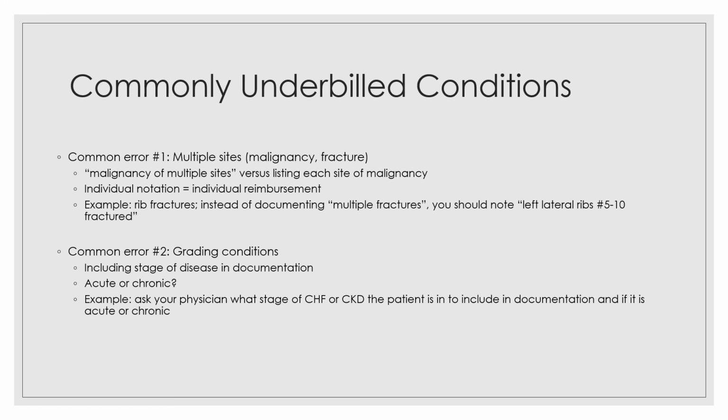Common error number 2, grading conditions, including the stage of the disease in documentation. Is it acute or is it chronic? You can ask your physician what stage of CHF or what stage of chronic kidney disease the patient is in to include in the documentation, and if it is acute or chronic. Again, it's not necessarily your job to know. It is simply your job to note with the physician, okay, how do you want me to document this? Is this new? Is it a chronic condition? Is it worse than baseline? What stage is it in?